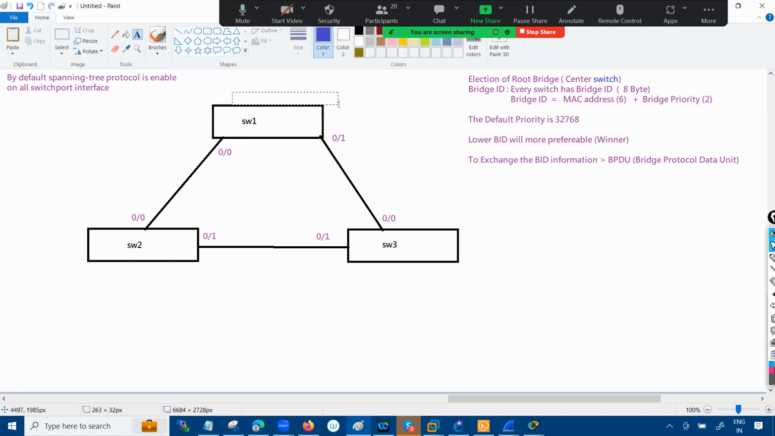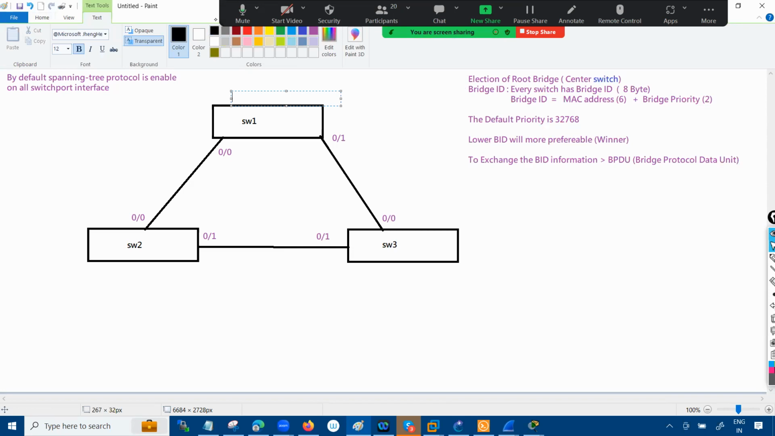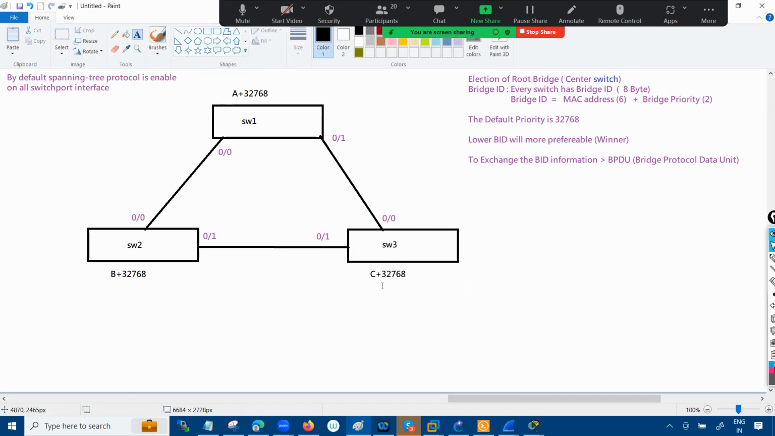The bridge ID of this switch will be, I'm just considering the MAC address is A, with the default priority 32768. Its total is 8 bytes. The same information will be on switch 2, which will be B, and this one will be C. Let me put it with a different color.